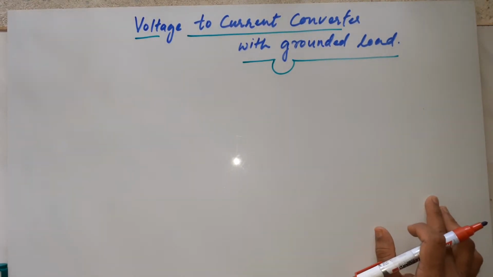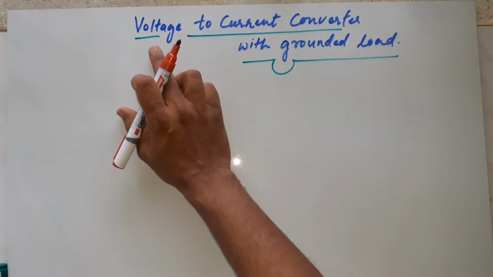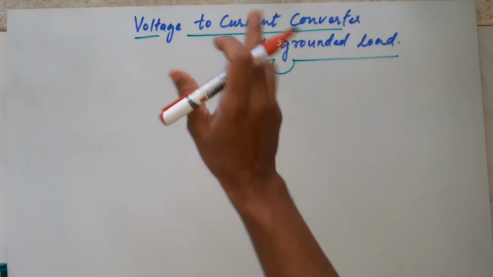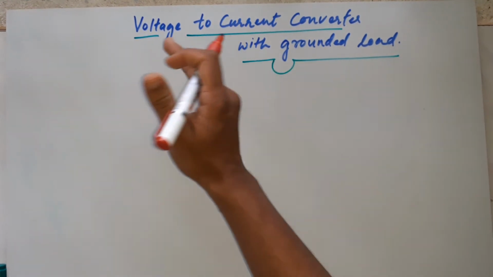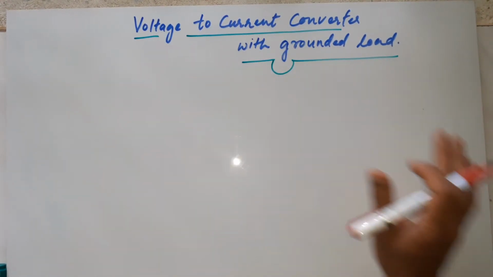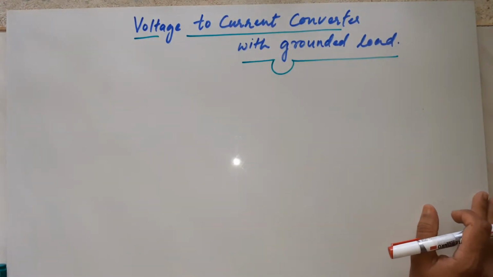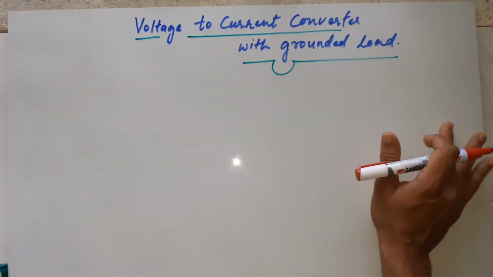Hence we can say where we have a control over voltage, actually we are controlling current. So this is how we say voltage is getting converted into current. Okay. How exactly it happens?